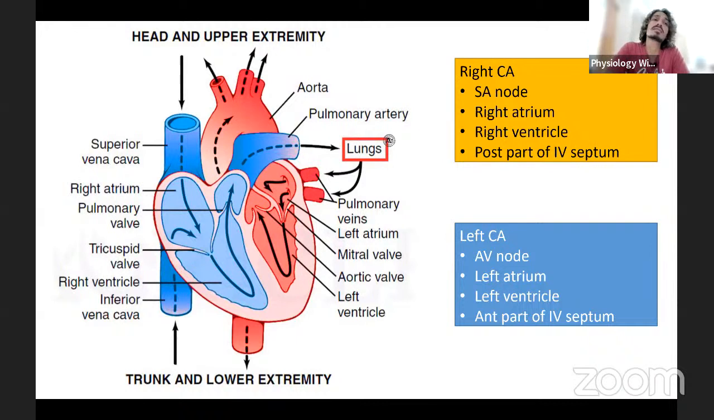What is the area that these right and left coronary arteries supply? The right coronary artery essentially supplies your SA node, the right atrium, the right ventricle, and the posterior part of the interventricular septum. The left coronary artery, on the other hand, supplies your AV node, the left atrium, the left ventricle, and the anterior part of the interventricular septum.